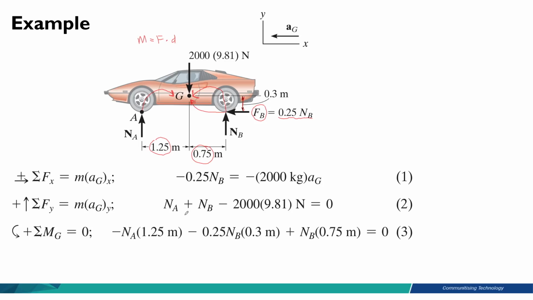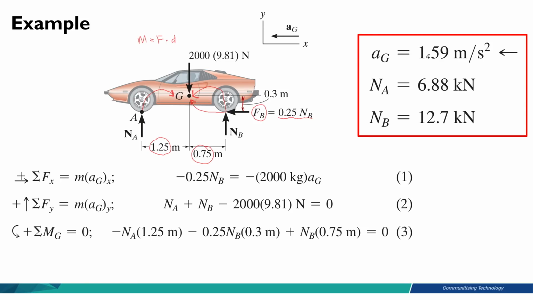So in the end, we can then solve these equations. We have minus 0.25 Nb equal to minus 2000 a_G. We have Na plus Nb equals 2000 times 9.81. And we have this moment equation as well. So we can solve these three equations to finally get a_G is equal to 1.59 meter per second square pointing to the left. Na is 6.88 kilonewton and Nb is 12.7 kilonewton.